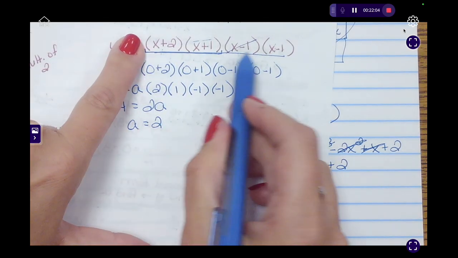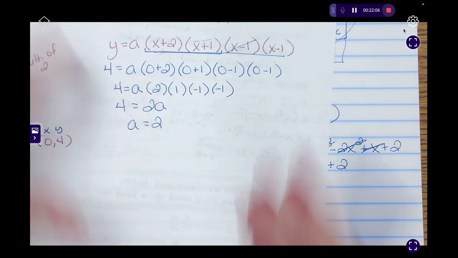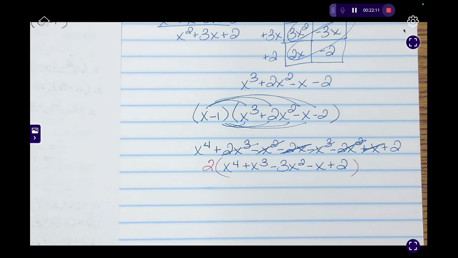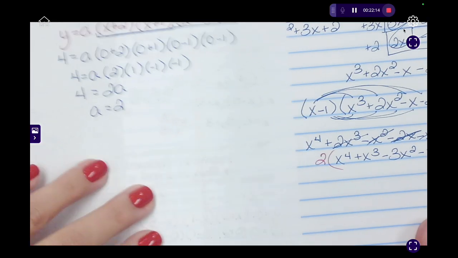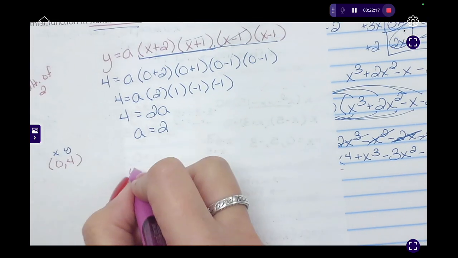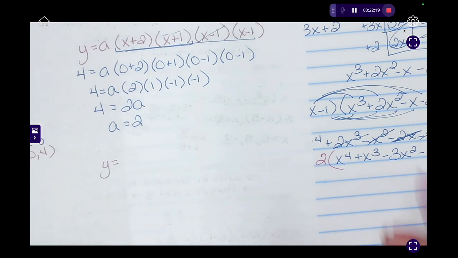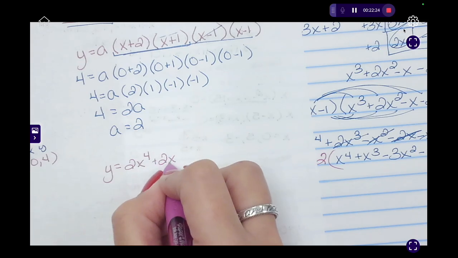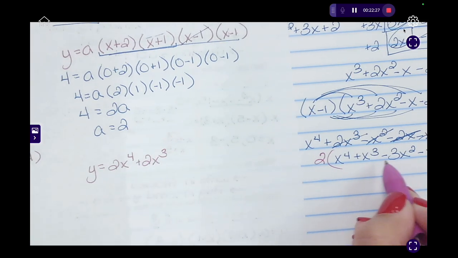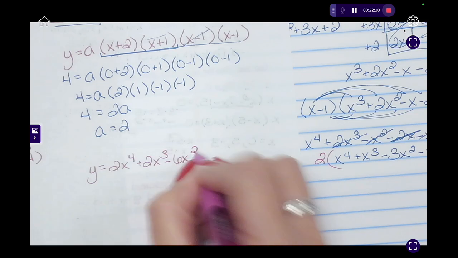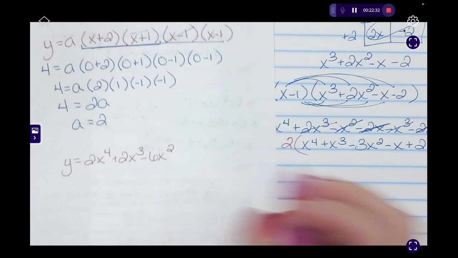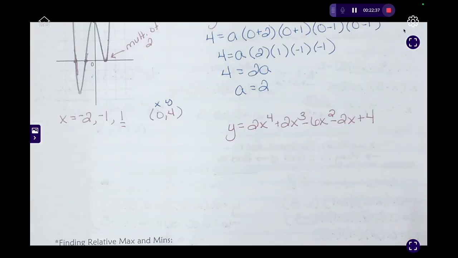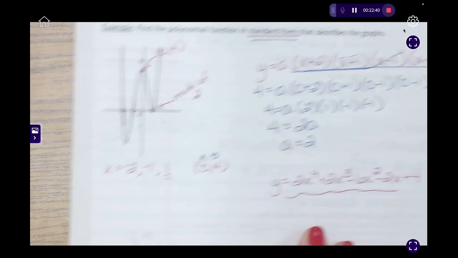So I just sat here and multiplied all these together. Now I have a 2 in the front of that, which means I am now going to multiply all of that by 2, that a value. So when I write my answer, my equation would be y equals, and I'm going to multiply and distribute the 2 out. So this would be 2x to the fourth plus 2x to the third. And then here, when I multiply that, that's going to give me a negative 6x squared, 2 times negative x, and then 2 times 2. So that would be standard form of that polynomial graph.